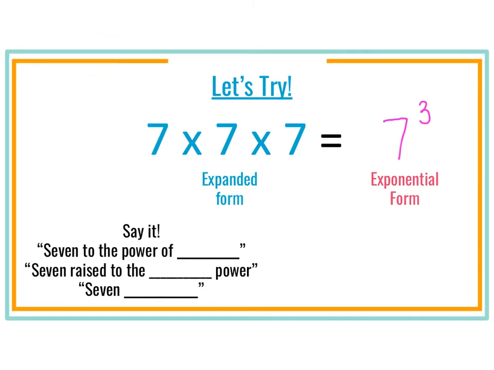Now let's think of ways that we can say this exponential form. We could say 7, our base number, to the power of 3. We could also say 7 raised to the third power. Or, because this exponent is a 3, we could say 7 cubed.